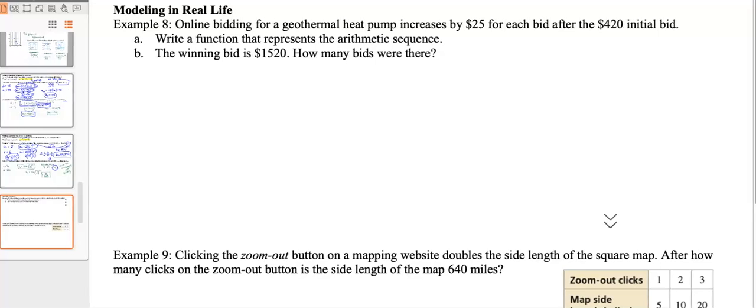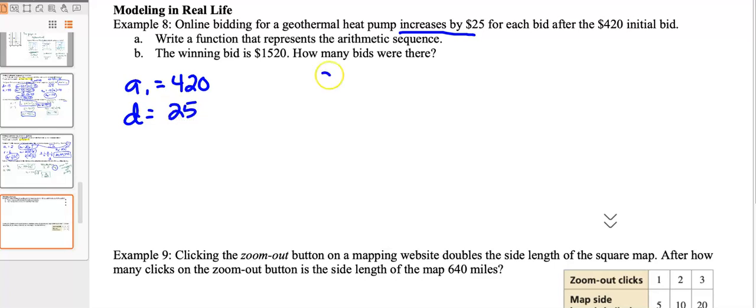So, modeling in real life. Online bidding for a geothermal heat pump increases by $25 for each bid after an initial bid of $420. So, part A, write a function. So, again, to do that, you need to figure out your a sub 1 and then our common difference. So, our first term we know is 420 because that was my initial bid. Our common difference, they are increasing by $25, so that is our common difference.